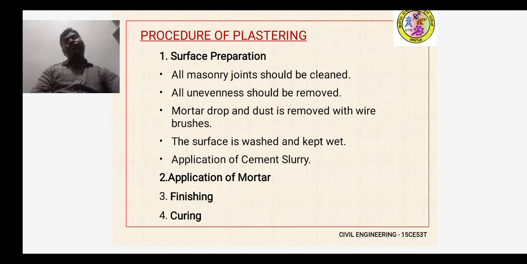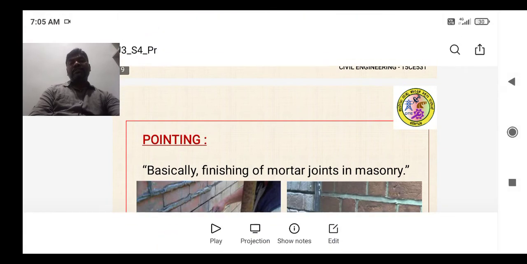Procedure of plastering: surface preparation, application of mortar, finishing, curing. In surface preparation, all masonry joints should be cleaned. All unevenness should be removed. Mortar drops and dust are removed with wire brushes. The surface is washed and kept wet. After that, application of cement slurry.